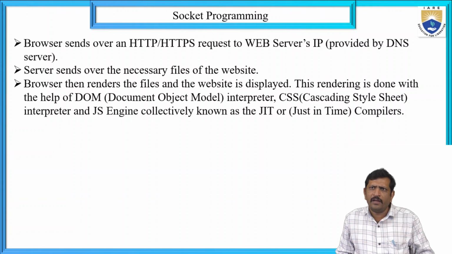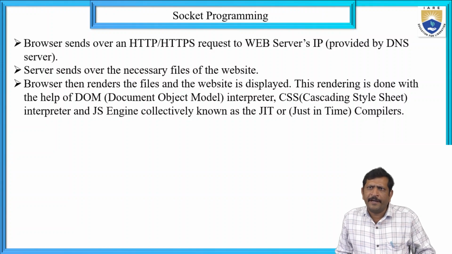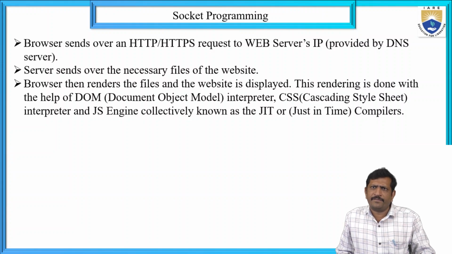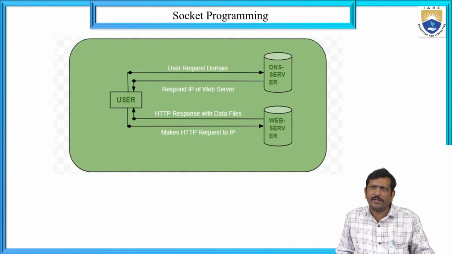The document object model interpreter, the CSS, cascading style sheet interpreter, and the JS engine are collaboratively known as JIT, just-in-time compilers. By using these interpreters or compilers, the rendering is done. The file transmission in server to client communication can be done with the help of these interpreters.